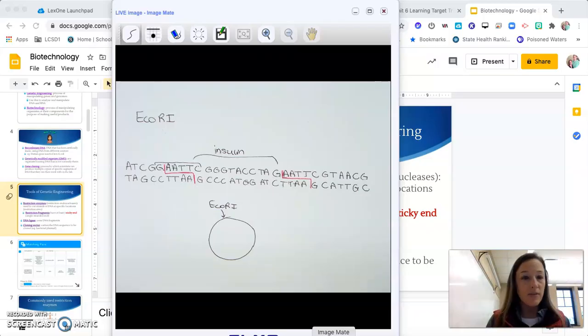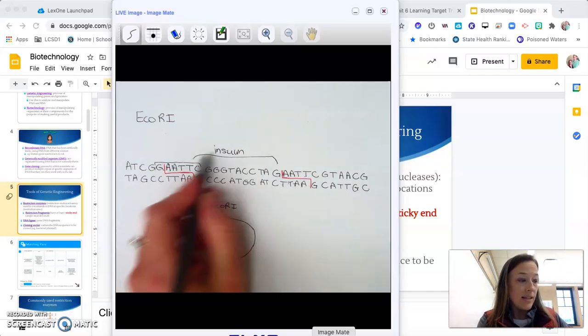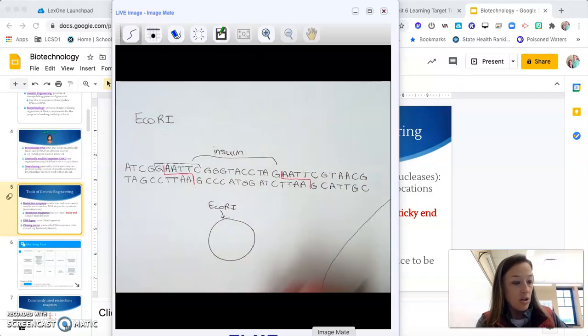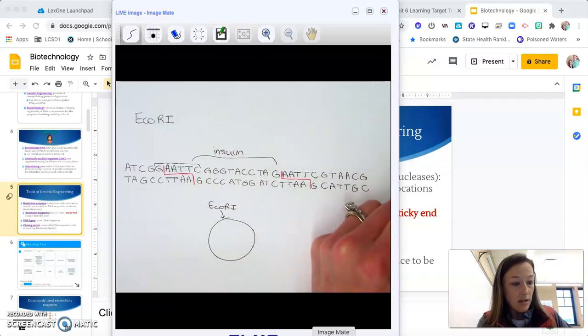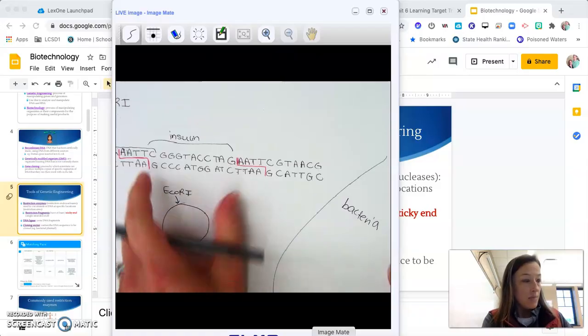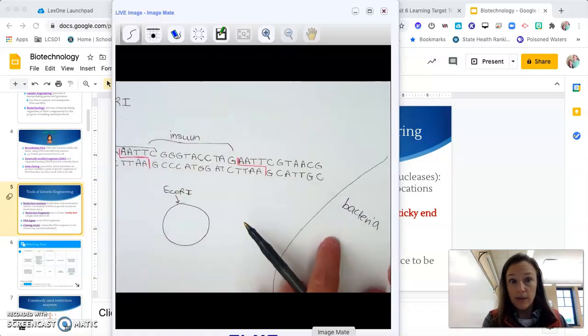I can explain the purpose of a vector. A vector is anything that carries something from point A to point B. And so what we want to do is, let's say we want to get this insulin gene into this bacteria over here. Okay, but I can't just plop it in there, okay?